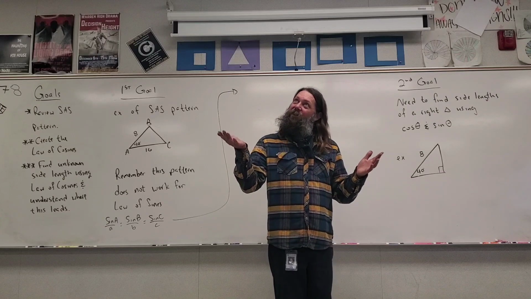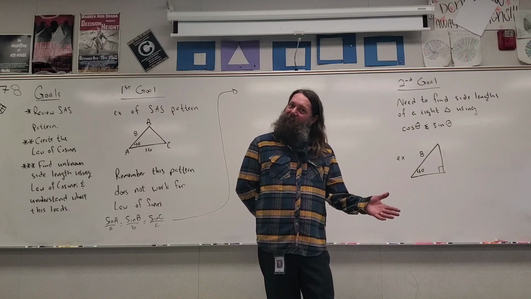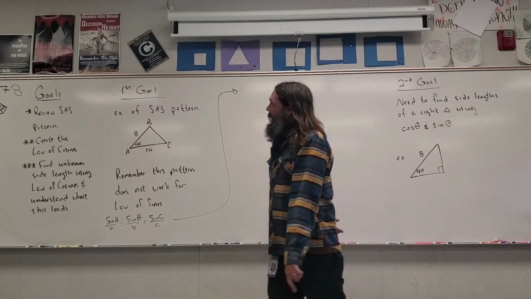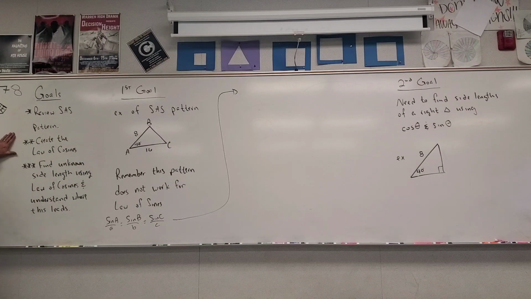I actually know the title for this lesson. It's Chapter 6, Lesson 5. And I also know our 3 goals for this lesson. Our first goal is going to be to review the side angle side pattern. Our second goal is going to be to create the law of cosines. And our third goal is going to be to find an unknown side length using the law of cosines and to understand where this leads.